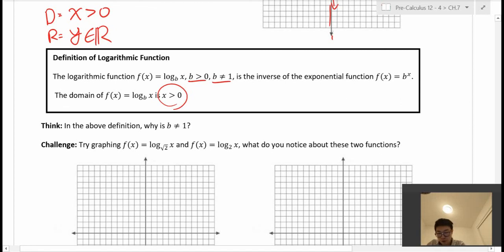I think we talked about this. If the base is 1, if we convert into the exponential form, 1 to any power is 1. That's not really exponential anymore, right? So b has to be greater than 0 and not 1.